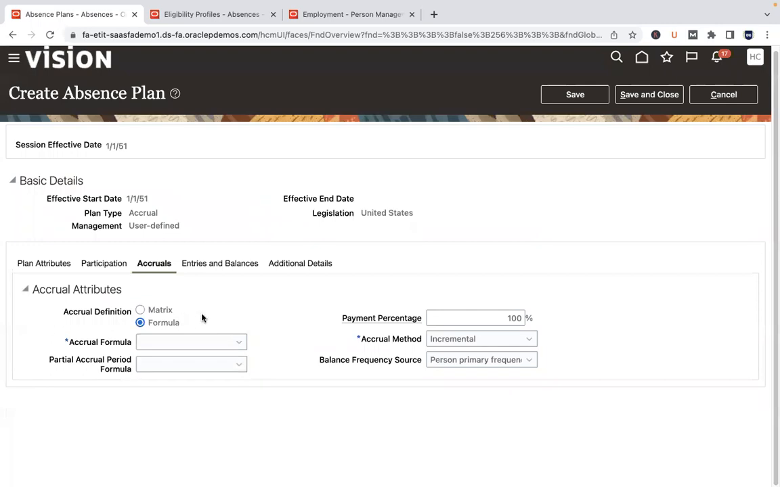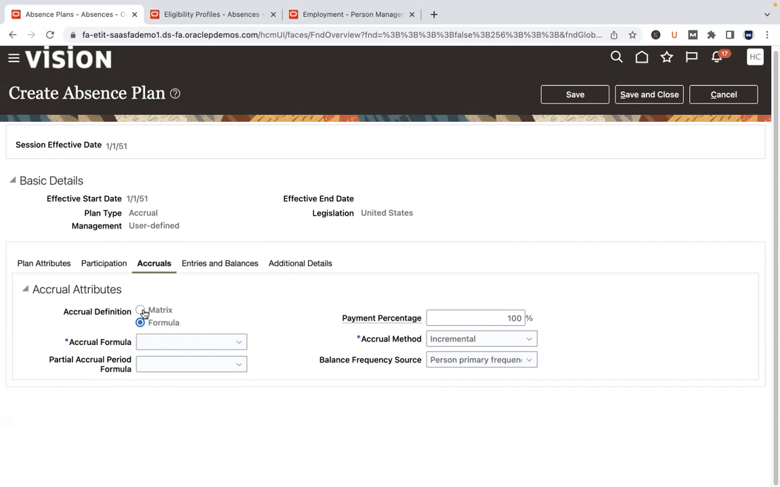So typically the fast formulas would be written by a Fusion technical consultant, an HCM technical consultant, because you have coding involved there. So if the client has a very custom and complex absence criteria to arrive at the number of leaves that should be assigned or accrued to employees.